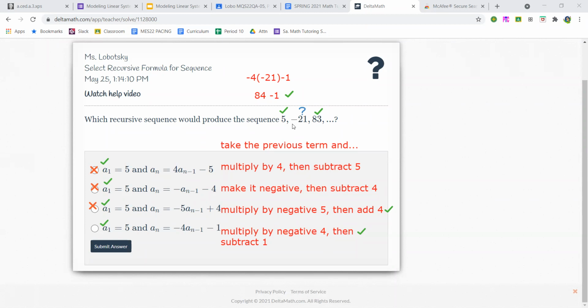So that's why we have to go through the process of multiple choice. Any questions?